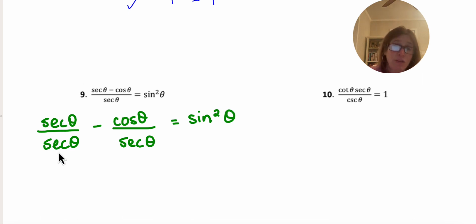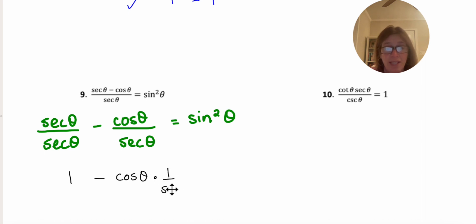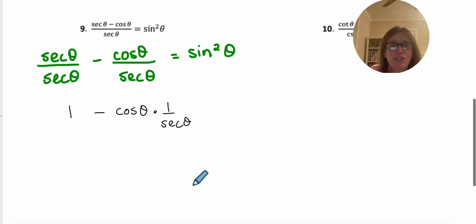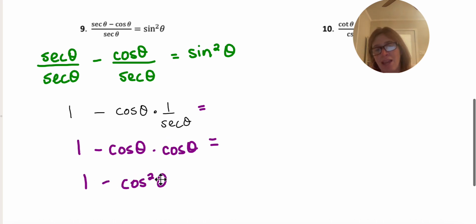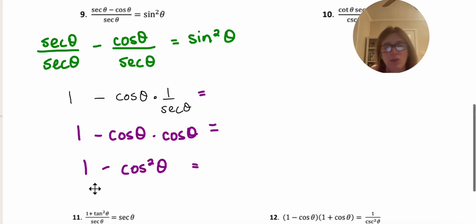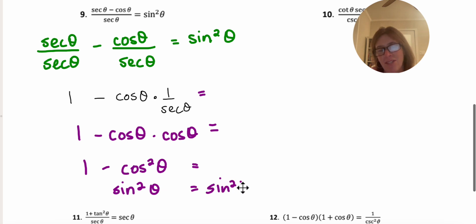All right, well, secant over secant is 1. And cosine over secant is cosine theta times 1 over secant theta. Getting closer. 1 over secant theta is cosine theta. Again, I'm trying to get to sine squared theta. Cosine times cosine is cosine squared theta. And 1 minus cosine squared theta is sine squared theta. So I have indeed verified my identity.